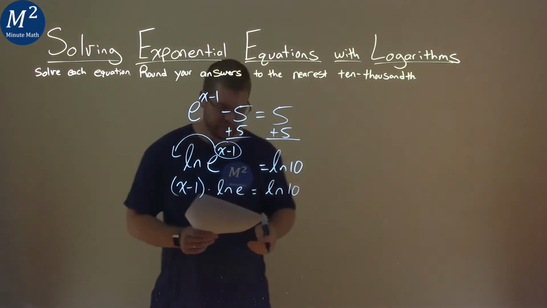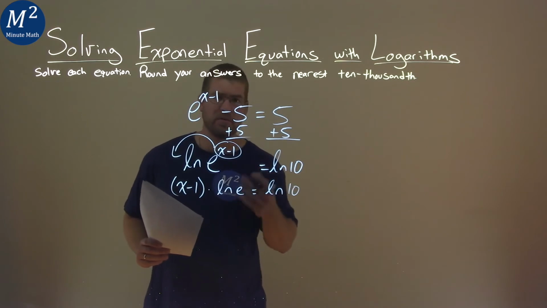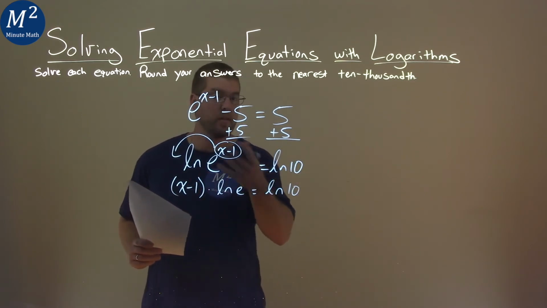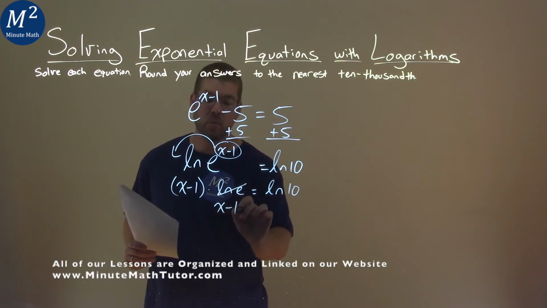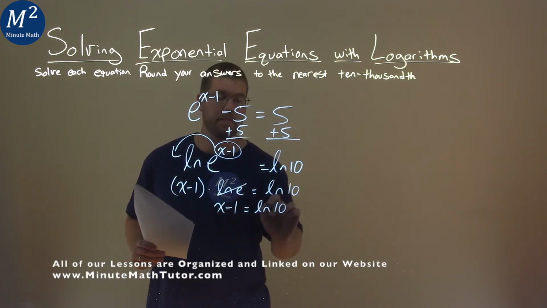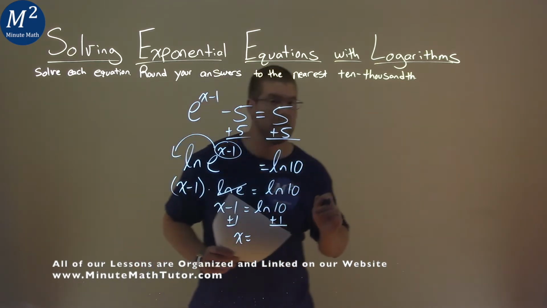10. Well, what's the natural log of e? Natural log of e is just 1. 1 times anything is itself. So really, don't need to write that. And we just have x minus 1 here is equal to natural log of 10. I add a 1 to both sides. And I'm left with x equals, well, natural log of 10 plus 1.